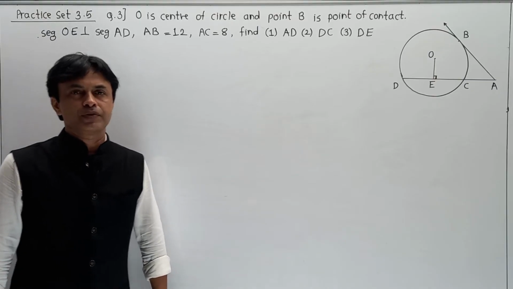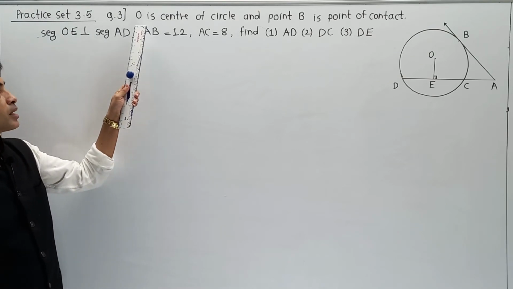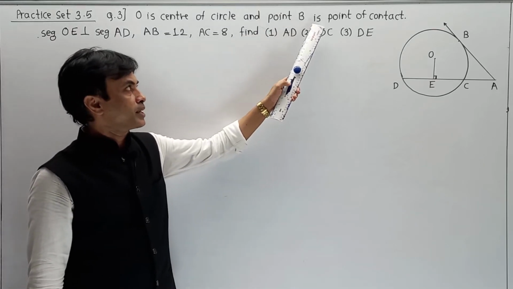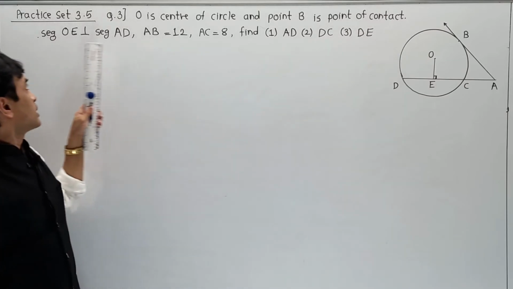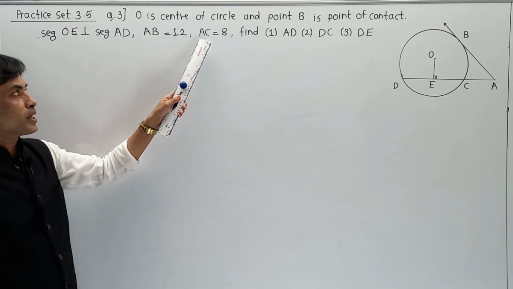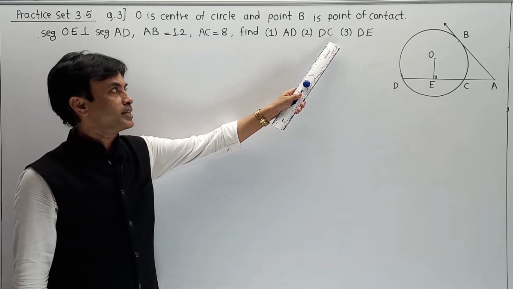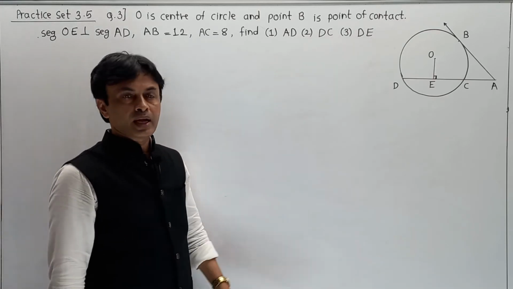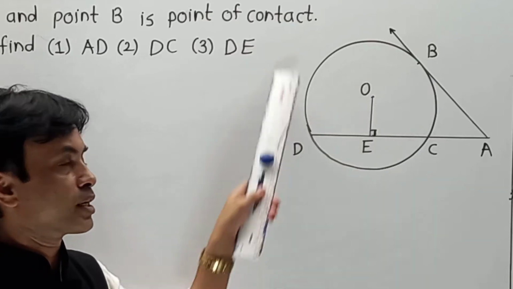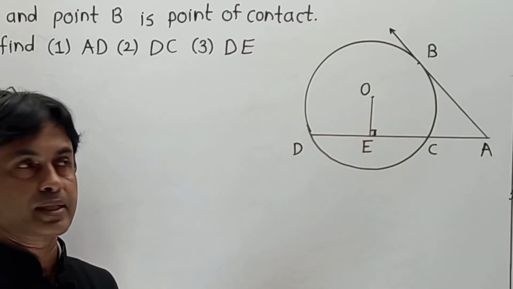Hello friends, continuing with the numerical, practice set 3.5, question number 3. The problem is: O is the center of a circle and point B is the point of contact. Segment OE is perpendicular to AD, AB equal to 12, AC equal to 8, then find the value of AD, second DC, and third DE. Here O is the center of a circle and point B is a point of contact. In short, BA is a tangent.